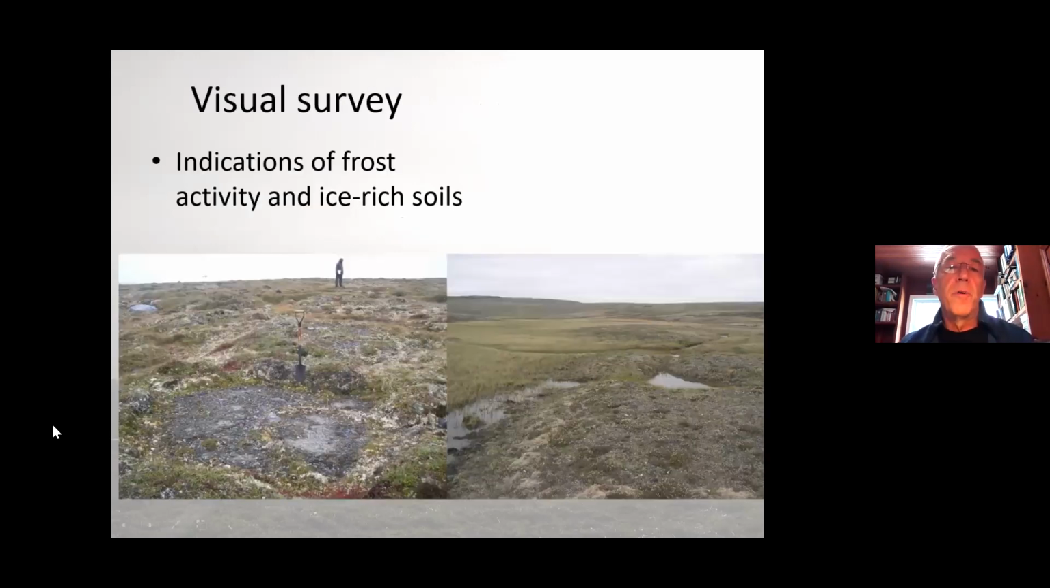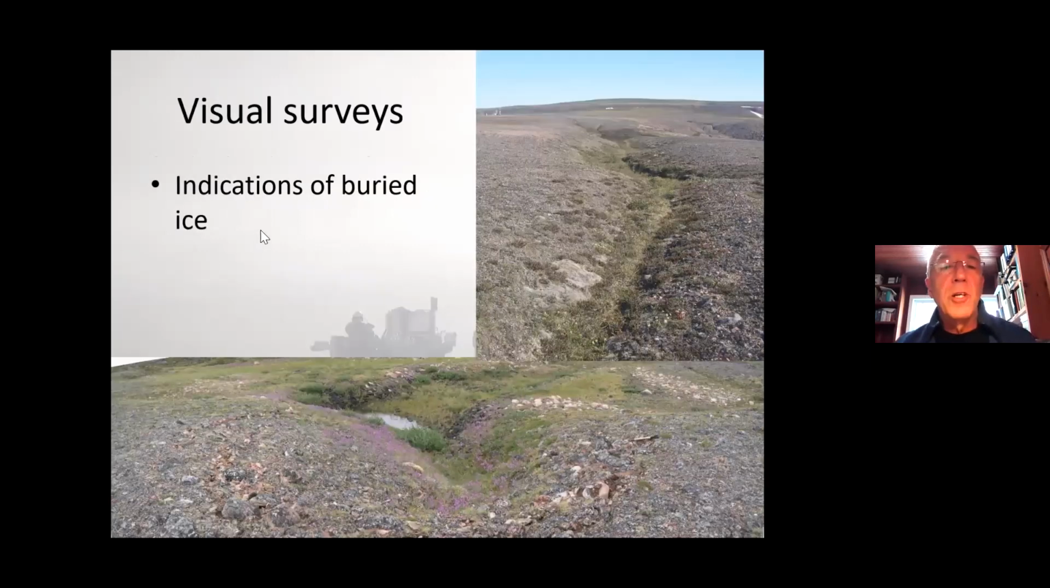So again, if you're walking your site, you'll find indications of frost-sensitive soil, like frost boils. You can see cryogenic mounds that typically indicate the presence of ice underneath. You can also see indications of buried ice, like a trough of polygons. Typically, that means that there's probably an ice wedge under that. Is it a big wedge or a small wedge? Something to be verified. This is the top.